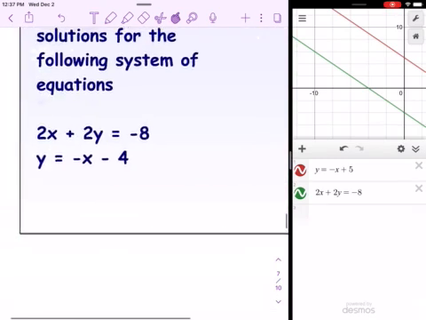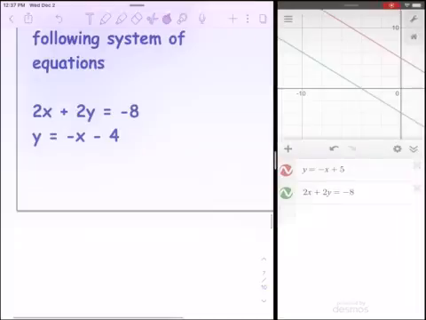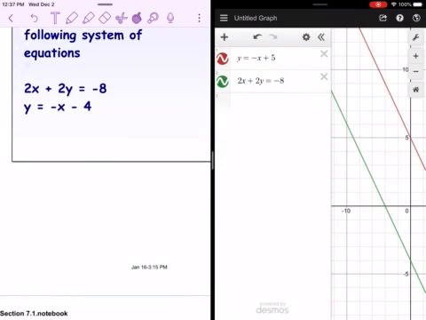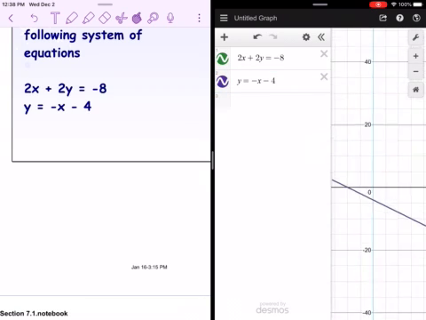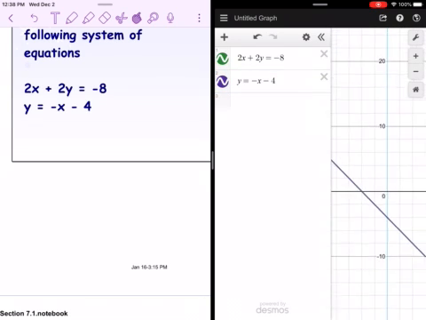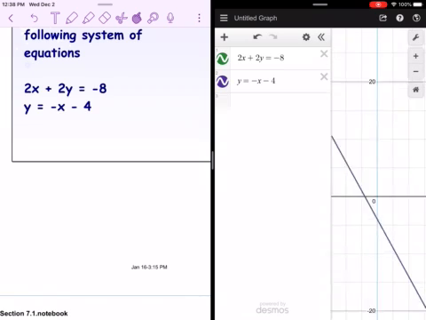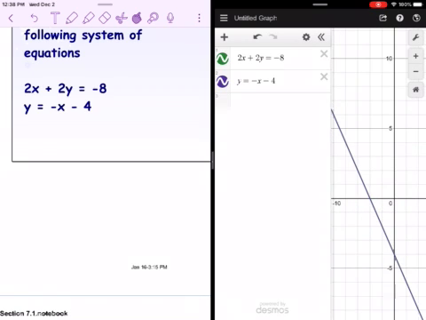All right, so this one, if we're working smart, we can see that that first equation I already have in here. So I'm going to close that one out and switch this instead. Y equals -x minus 4. And I'm looking around and I only see one line.